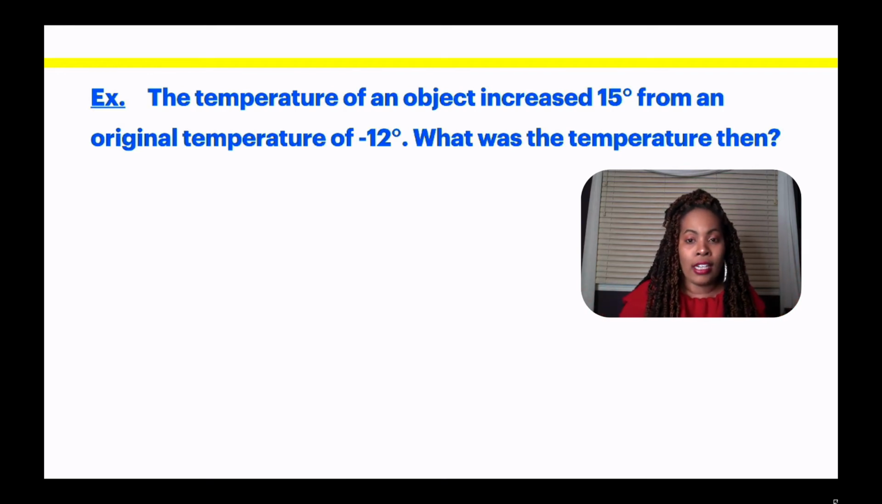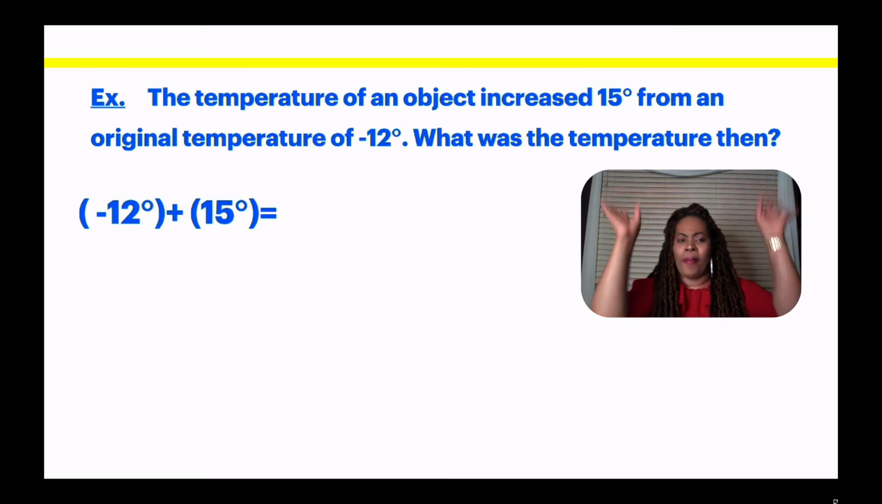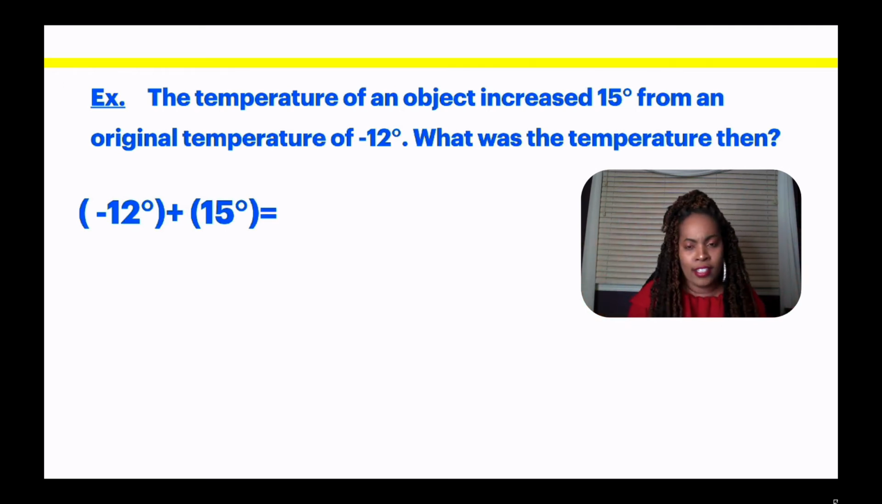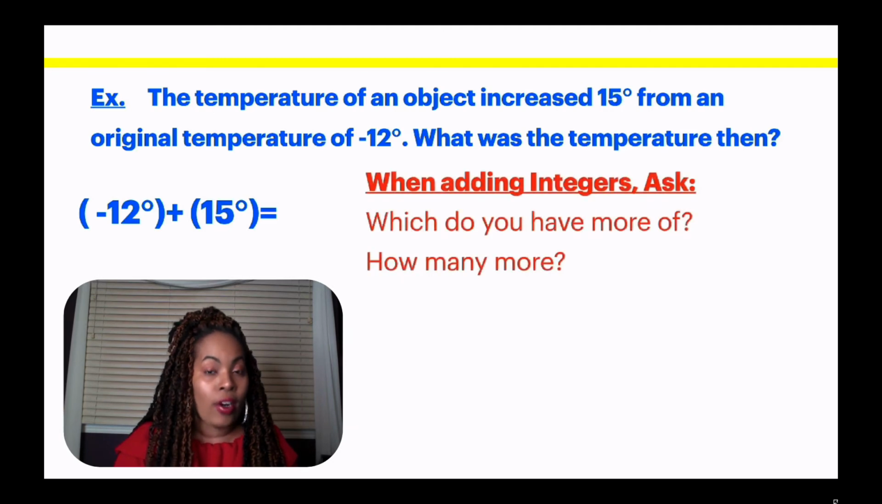So let's set up our addition problem. Because they said that we started with an original temperature of -12, we're going to put -12 first and then add the 15 degrees that it increased. Now, sometimes you could just look at it like we said before when we're adding integers, and just know what the answer is. But let's assume that someone out there doesn't just know, like it's not that obvious to them, right? Remember I said there's two questions you can ask in order to figure this out.